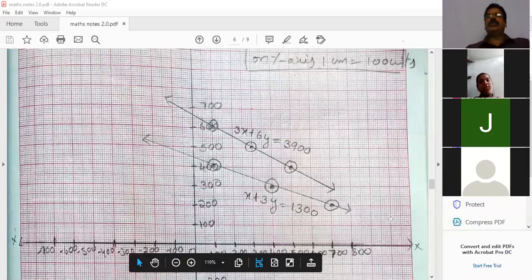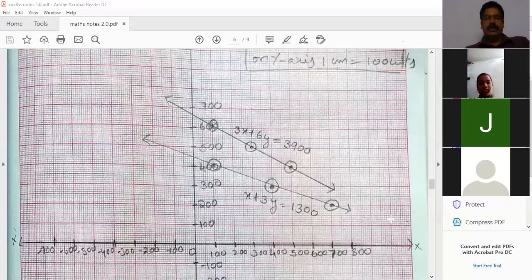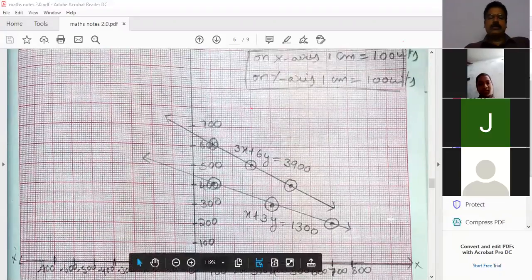But here it is not a solution. That's why you don't need to extend. He just told us to represent it graphically, and we have represented it. Understand? I wrote the scale.